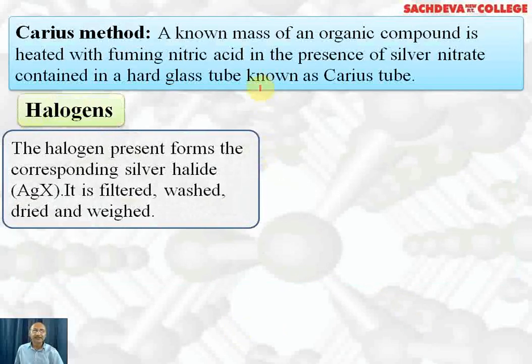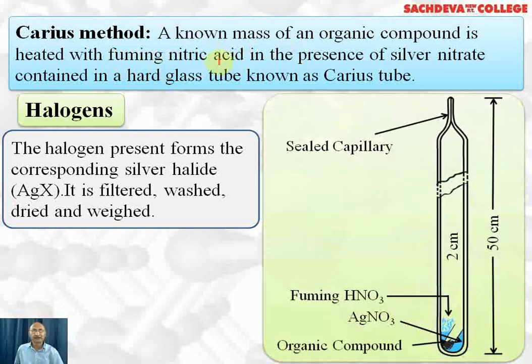Next we are taking the Carius method. A known mass of organic compound is heated with concentrated, rather fuming sulfuric acid in the presence of silver nitrate contained in a hard glass tube known as Carius tube.